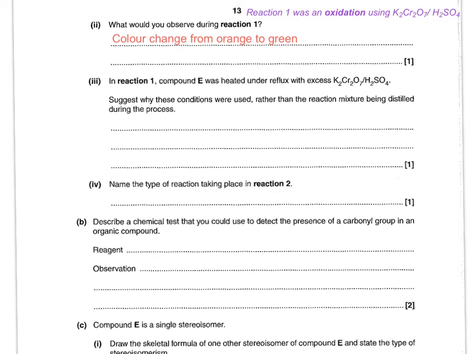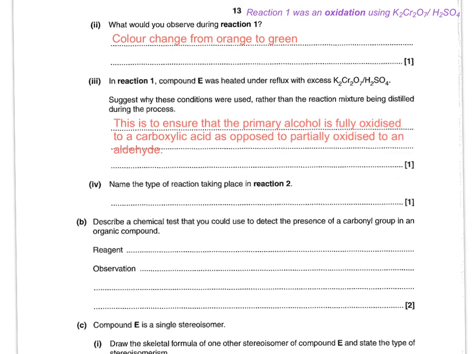Then it asks you to suggest why the refluxing conditions were used instead of being distilled. So again, a bit of first year chemistry here, ensuring the primary alcohol is fully oxidised to a carboxylic acid, as opposed to the alternative, which would be partial oxidation to an aldehyde.